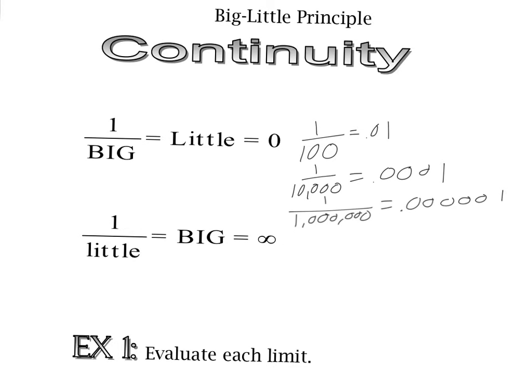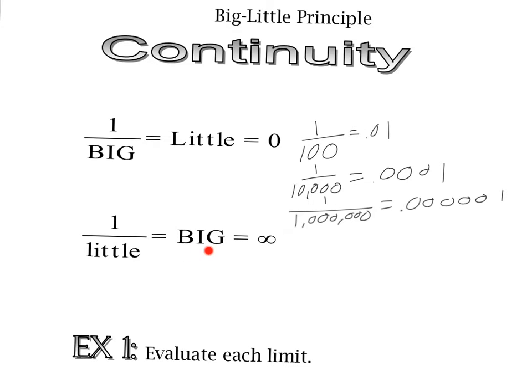You can see the pattern here, right? The bigger this number gets, as it gets infinitely large, the whole thing is going to get infinitely small. And eventually we're saying that when this actually gets to infinity, or infinitely large, then this actually will equal 0.